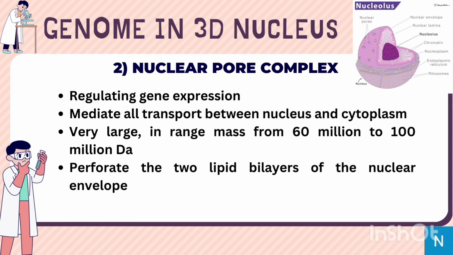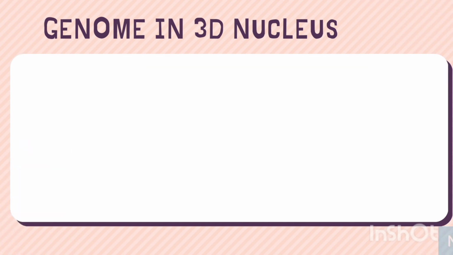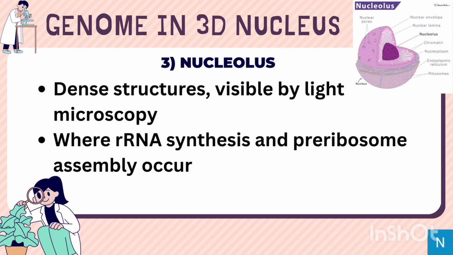Next is the nuclear pore complex, which is involved in regulating gene expression and chromatin organization. The nuclear pore complex mediates all transport between the nucleus and cytoplasm. They are very large, ranging in mass from 60 million to 100 million Da. Nuclear pore complexes perforate the two lipid bilayers of the nuclear envelope and are composed of greater than 30 different nucleoporin proteins. And the third one is the nucleolus. Nucleoli are dense structures that are visible by light microscopy, where rRNA synthesis and pre-ribosome assembly occur.